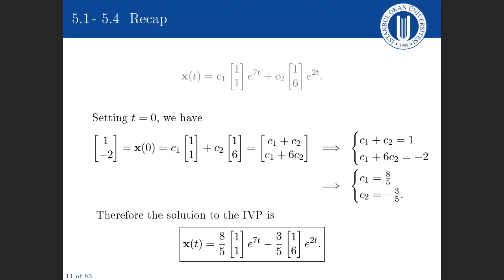And then we can write down the solution to the initial value problem. 8 over 5, eigenvector e to the power eigenvalue t, minus 3 over 5, eigenvector e to the power eigenvalue t.